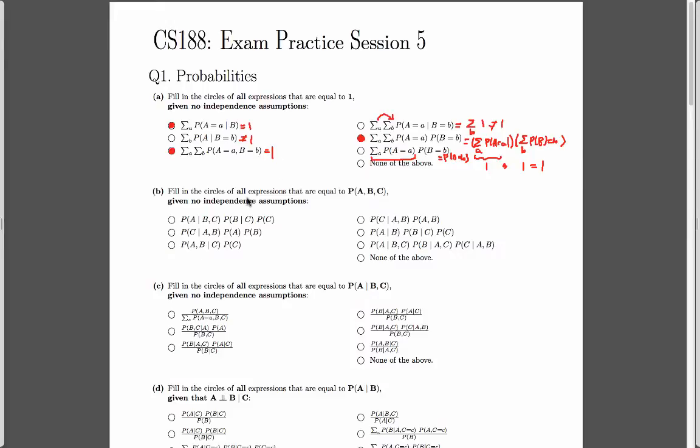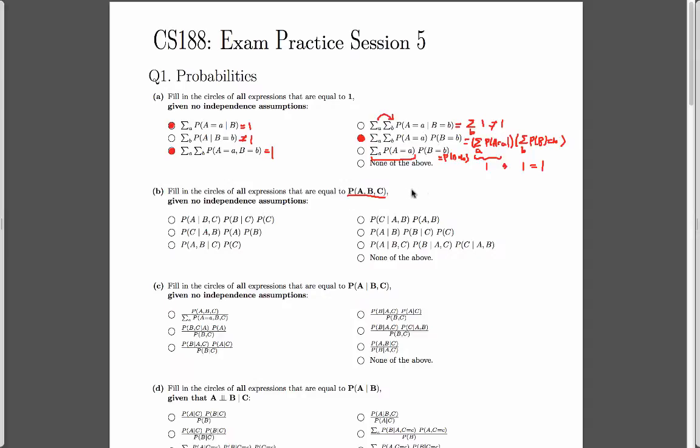In part B, we want to find all the expressions that are equal to the probability of a, b, and c, given no independence assumptions. So let's first look at this first option. Here, this is actually exactly the chain rule.